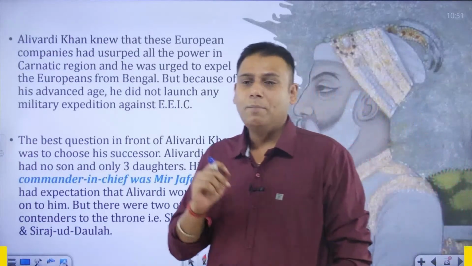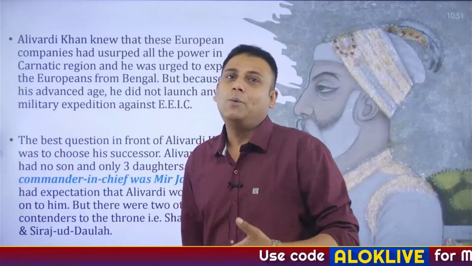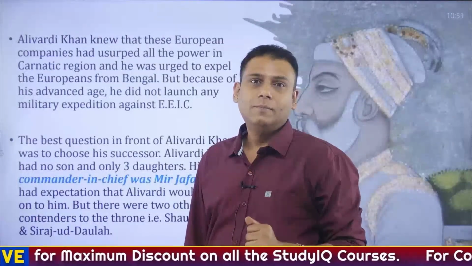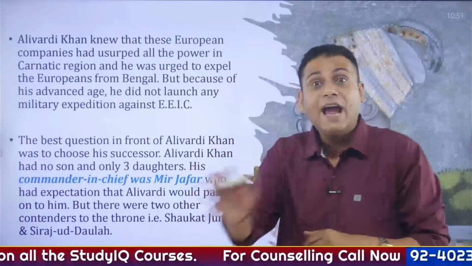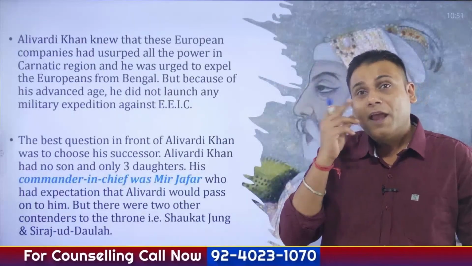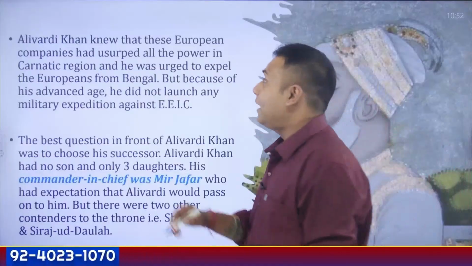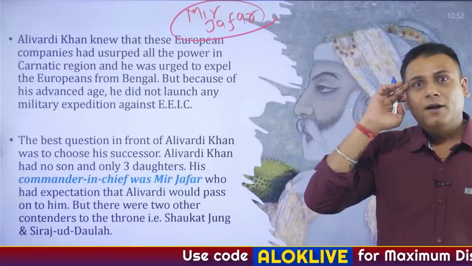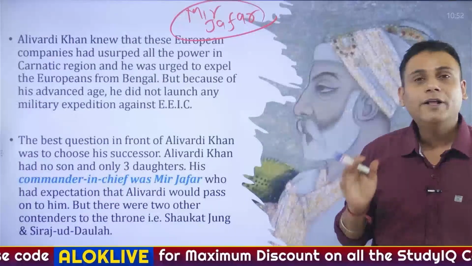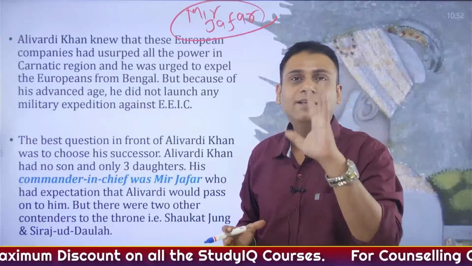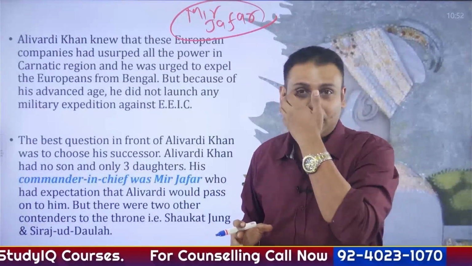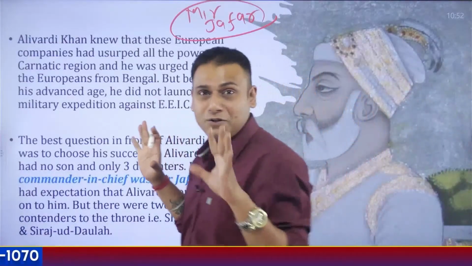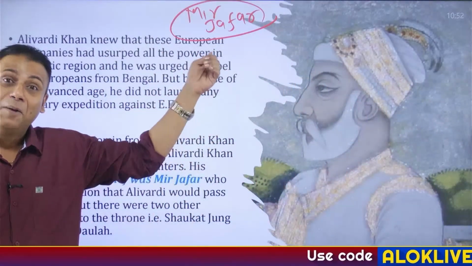But the main problem here was that his age was advancing. He had grown older by now, and he did not have any successor. Okay, he did not have a single son. He had three daughters. So what happened now? Ali Vardi Khan had a military commander whose name was Mir Zafar. Mir Zafar had a very different game going on in his mind. What did he think? Ali Vardi Khan does not have any successor. He has only daughters. And in that case, when he dies, I will become the Nawab of Bengal. This was the thought in the mind of whom? His military commander, Mir Zafar.